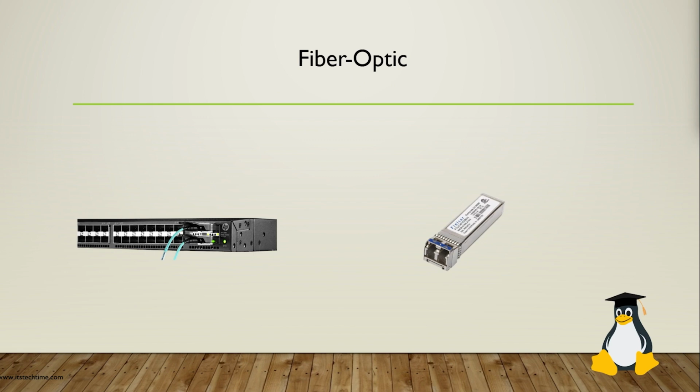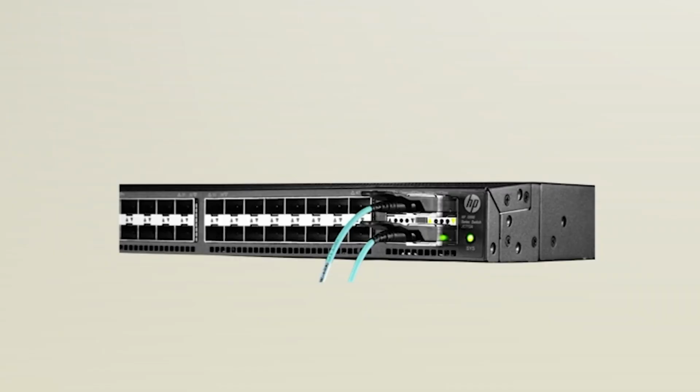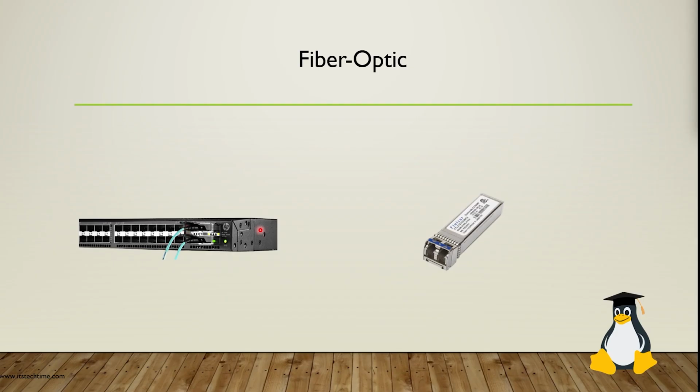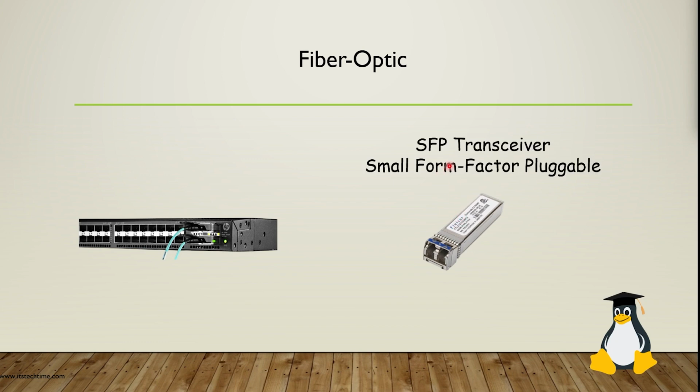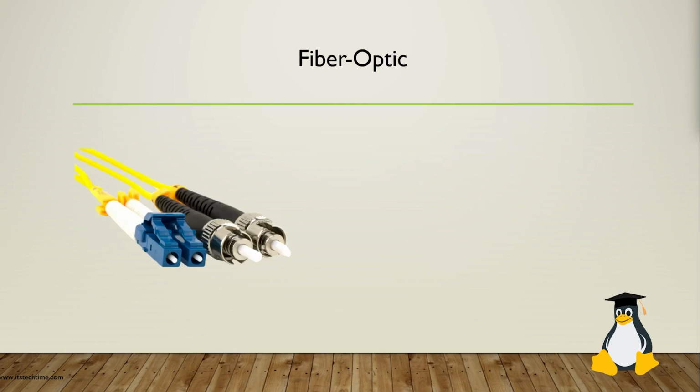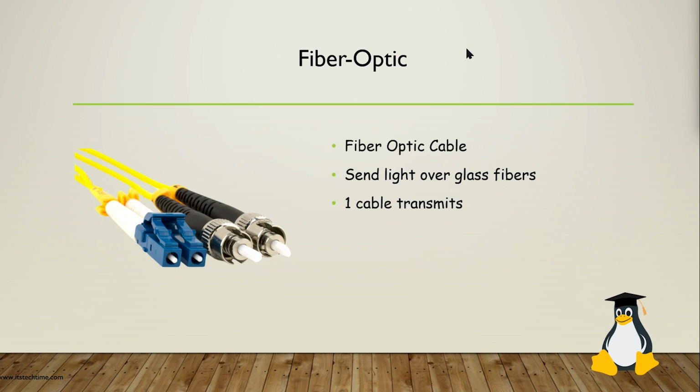What you see over here is a fiber connection for a switch, and what you have is the fiber optic cable that connects up to these small form factor pluggable receivers that is plugged into the switch to the side of the RJ45 connectors you see. Here's the end of the fiber optic connector that actually plugs into the small form factor. They send light over glass fibers. One cable transmits and another cable receives.